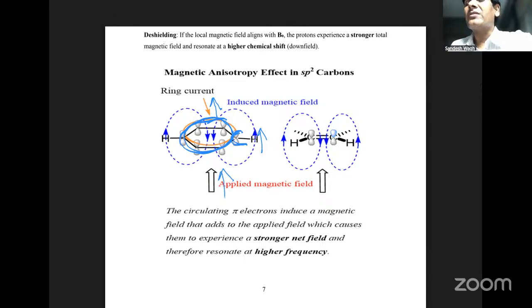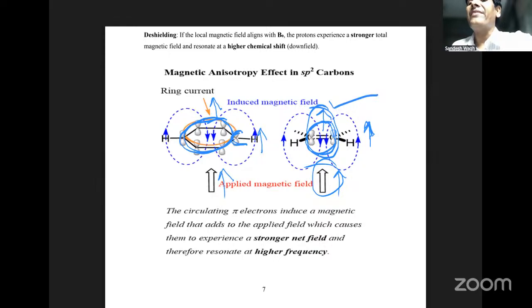So in the case of the olefin, exactly the same thing will happen. The field produced by this double bond will be in the same direction to the proton as well as the applied magnetic field. So the applied magnetic field and this proton reinforce, and this reinforcement is extra. This is the cherry on the cake. That is the meaning of magnetic anisotropy.